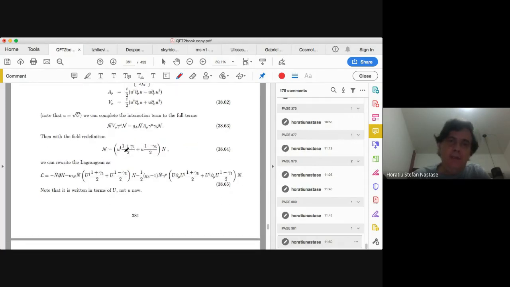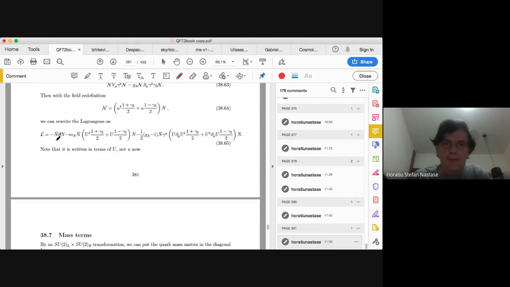Anyway, then doing a further redefinition on the nucleon, writing the nucleon as something depending on U times a redefined nucleon field N, I write the Lagrangian in this form: minus N bar d slash N minus mn N bar N with the interaction with the pions, and then N bar gamma mu with coupling 1/2 (GA minus 1) times this combination of the pions.